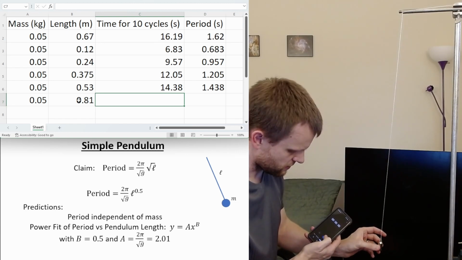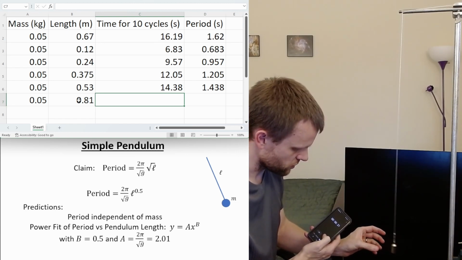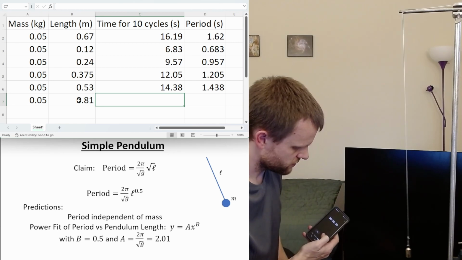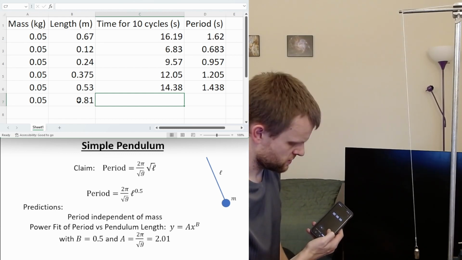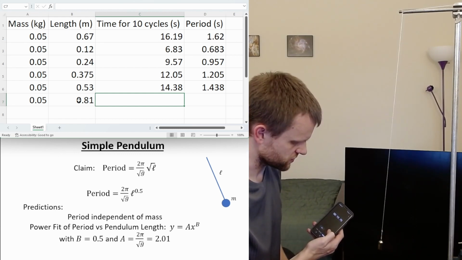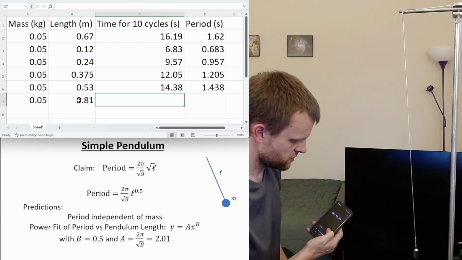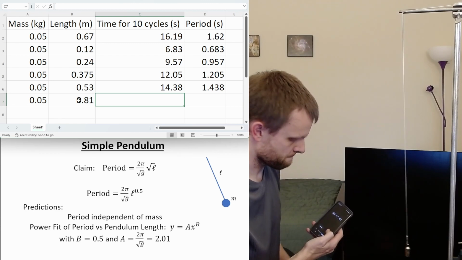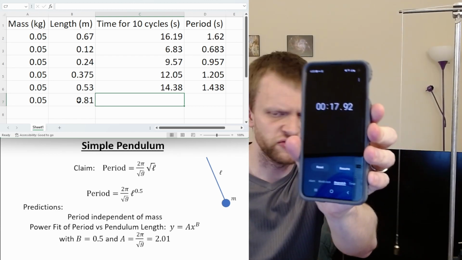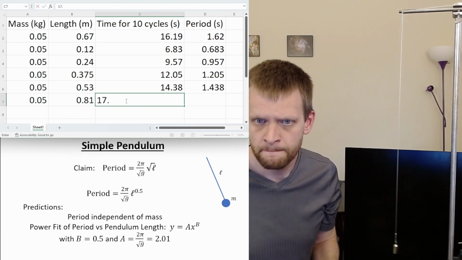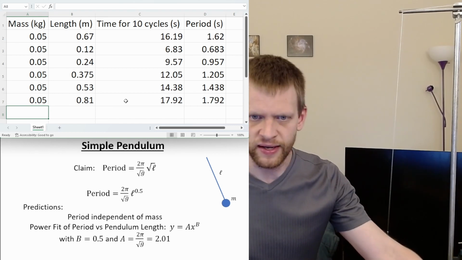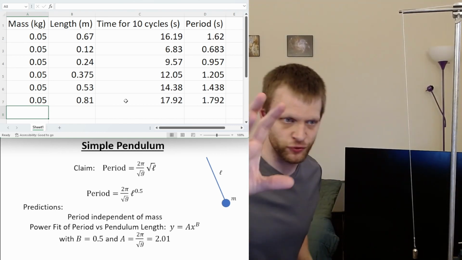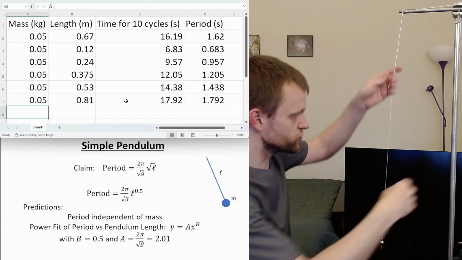So releasing in 3, 2, 1, start. 1, 2, 3, 4, 5, 6, 7, 8, 9, stop. Okay, I got 17.92. So 1.792 for 1 cycle. And let's see if I can get one pendulum that's over a meter. I'm going to have to adjust my camera for this, so we'll make this one work still.